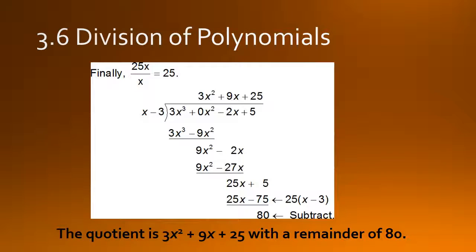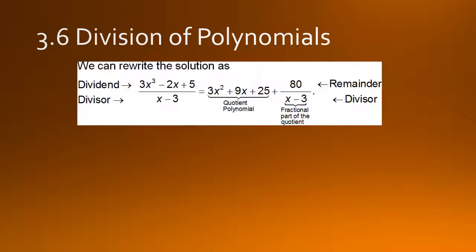And finally, we ask ourselves, what do we multiply x by to get 25x? And that's going to be 25. So we have 25x minus 75, subtract, and we have 80. And that 80 is our remainder. So the answer to the division problem is 3x squared plus 9x plus 25 with a remainder of 80.